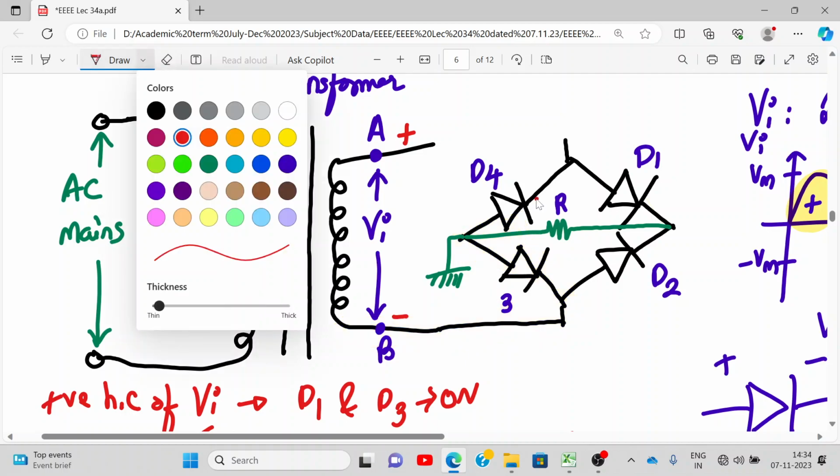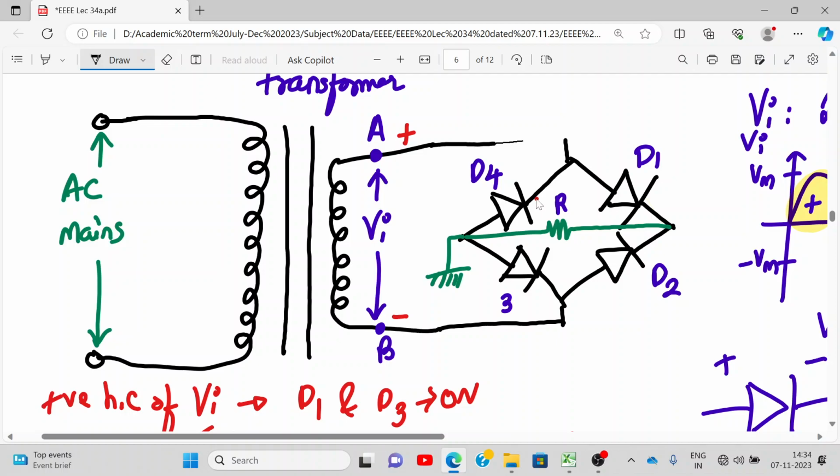Okay, I need to complete the diagram once more. This is D3. Now during the negative half cycle of the input, point A is negative and B is positive. Basically, the other diodes which were off will turn on now. So now tell me, how does the signal flow?